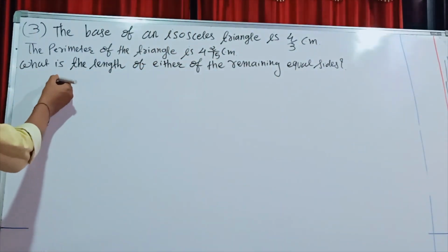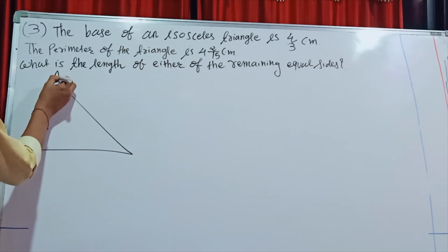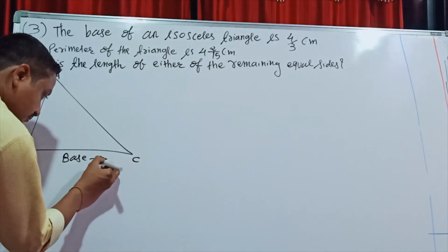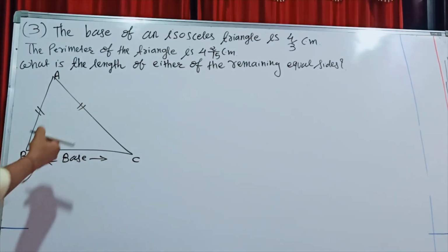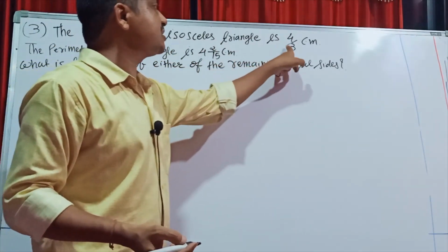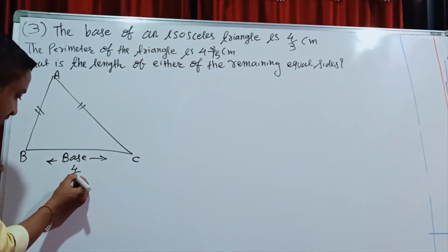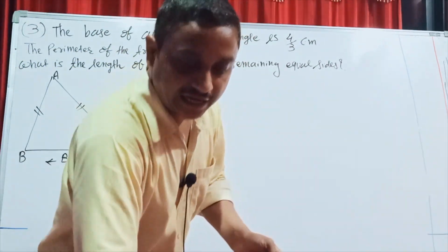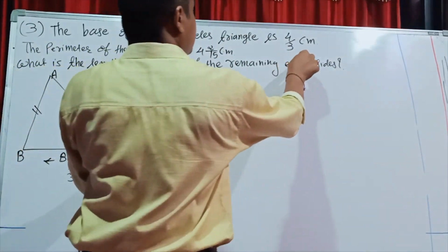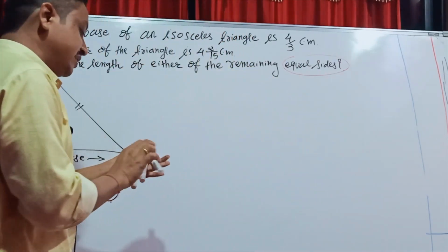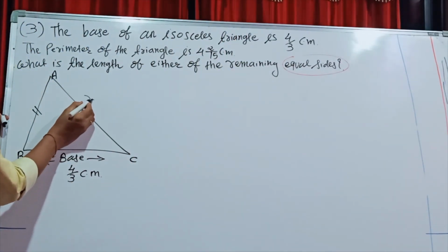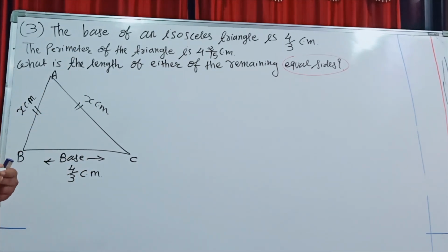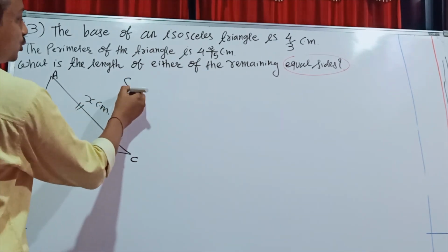So students, first of all I draw an isosceles triangle and name it A, B, C, and that is your base. And these two are equal sides. Just assume the base of the isosceles triangle is given as 4 by 3, so that much is 4 by 3 centimeter. And equal sides are my target. Students, just highlight these in your question. Equal sides, these are equal sides. So here I assume that the equal side is x centimeter. This side is also x centimeter. And easily done, our solution.